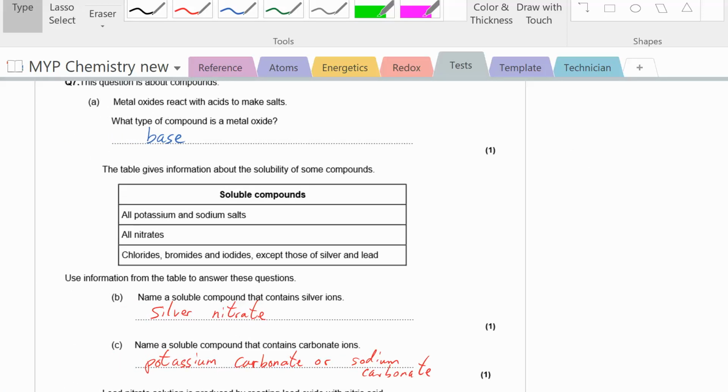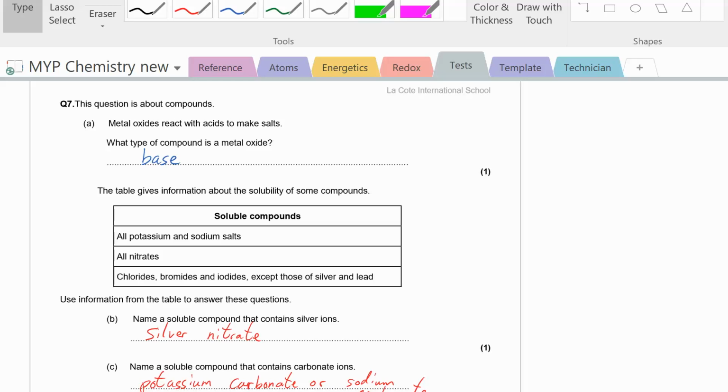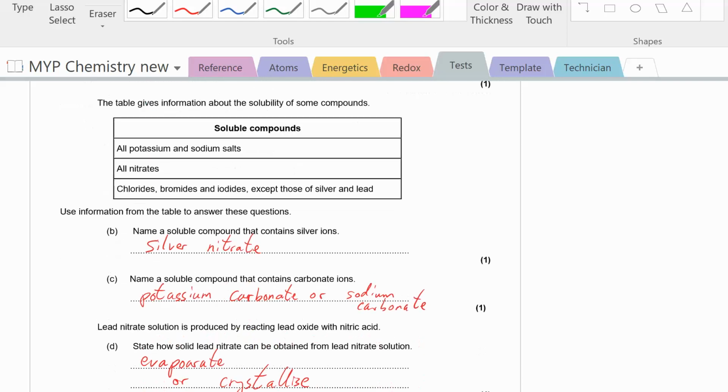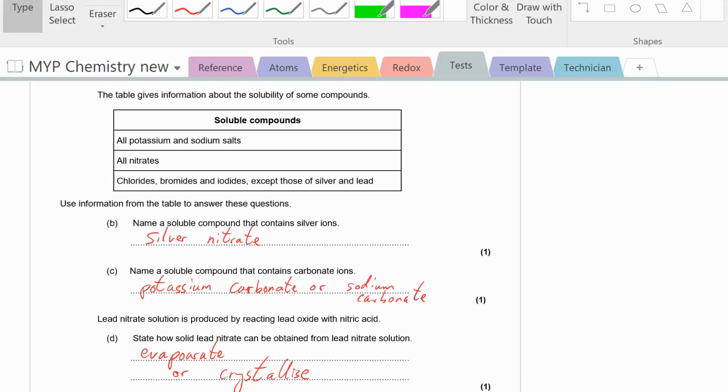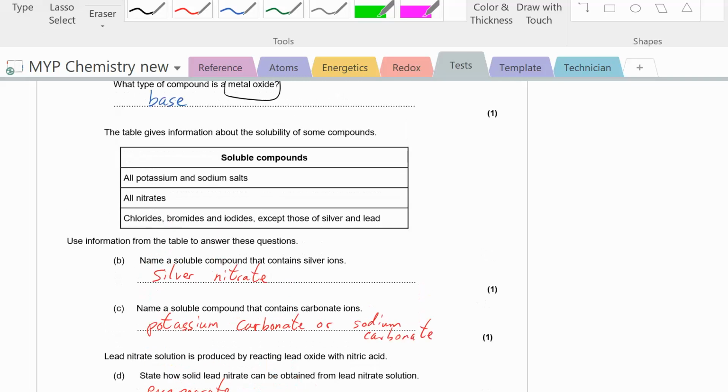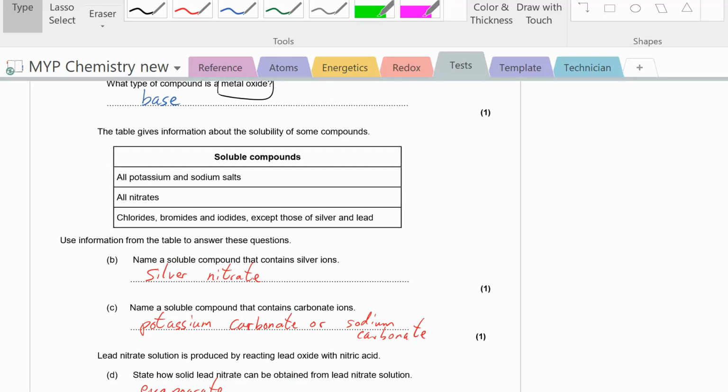Okay, question 7. What type of compound is a metal oxide? Well, it's not an acid, so it's a base, given that this is an acid-base test, and that was worth 1 mark. Then these, you should all have been able to get because all the answers were there for you. You just had to decipher the information. This is that problem-solving style question.